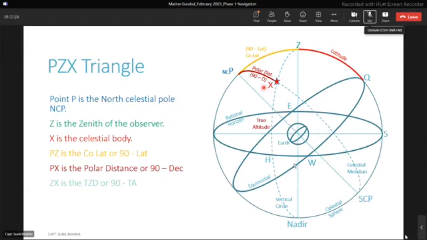Sir, from X towards E, on the right side of E, the dotted line that is cutting, is that the declination? No, beta, not along the E. I'll show you in the next diagram. Don't worry, I will show you, beta. Okay, sir.